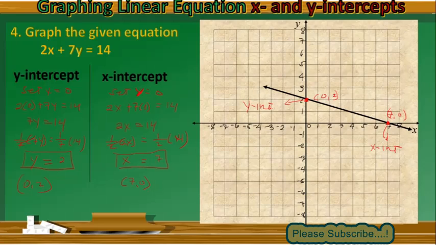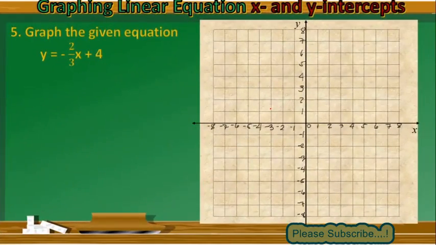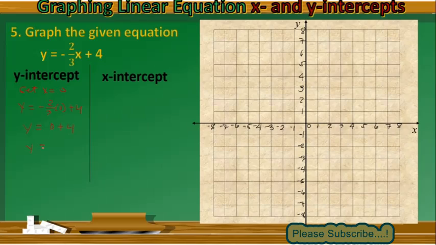Okay, last one. Here we have y equals negative 2/3 x plus 4. So the same, we are going to find the y-intercept and x-intercept to graph this equation. To find the y-intercept, you have to set x to 0. So y equals negative 2/3 times 0 plus 4. So y equals 0 plus 4, y equals 4. So this is 0 for x, 4 for y.